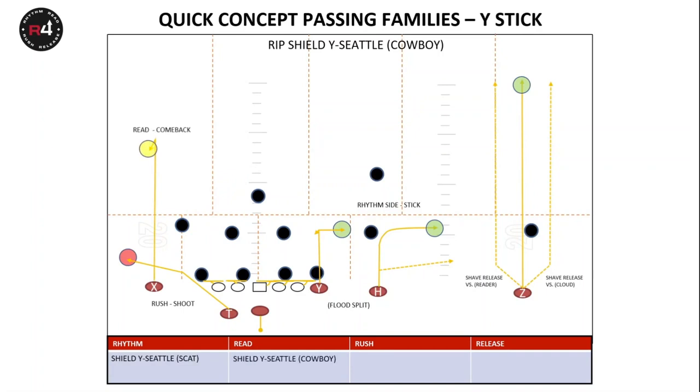The quarterback will still rhythm side the stick concept. Next, he will read the comeback, then rush the shoot route. This tag adjustment is inserted into the read progression play call phase for the coach in the R4 grid.